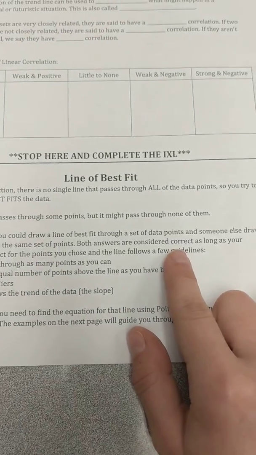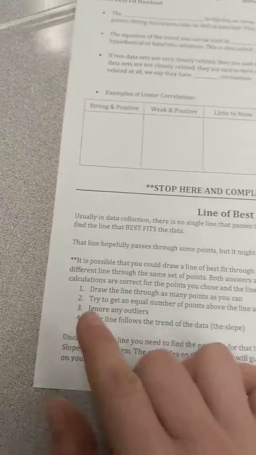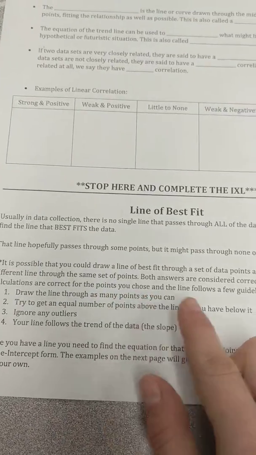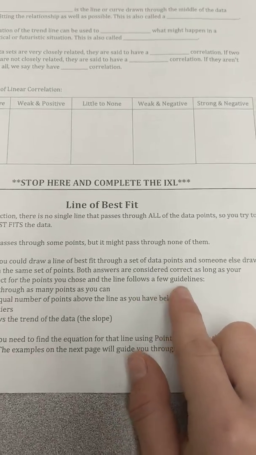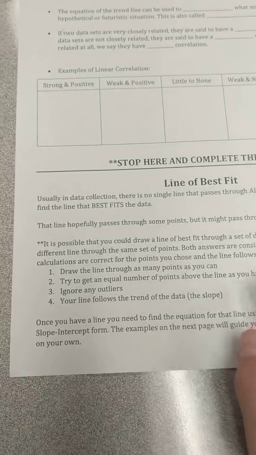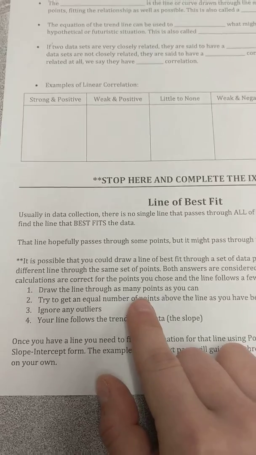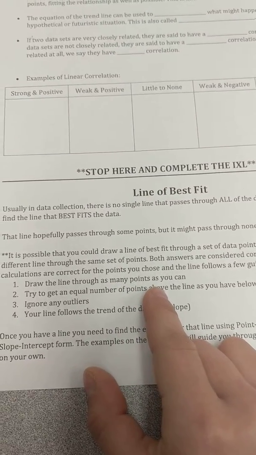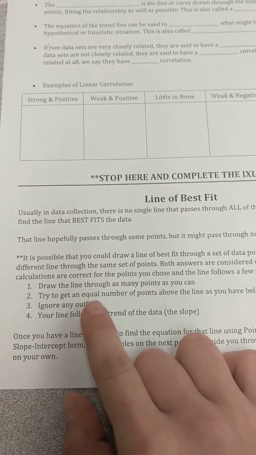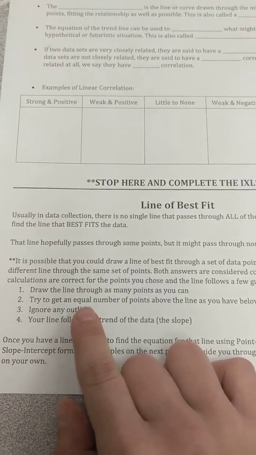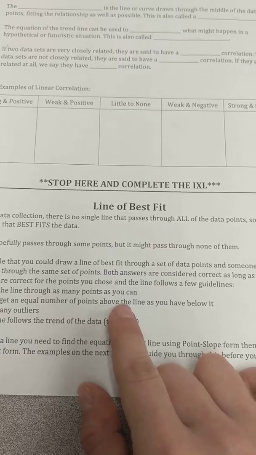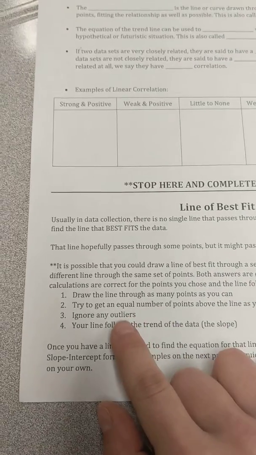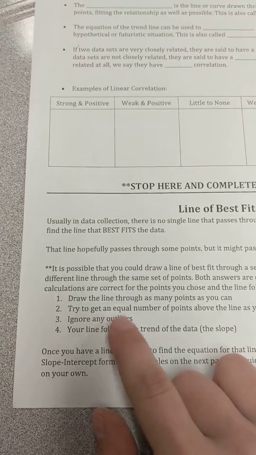Both answers are considered correct as long as your calculations are correct for the points that you choose and the line follows a few guidelines. First, you must draw your line through as many points of your data set as possible. Second, you want to try and get an equal number of data points above your line as you have below your line. Number 3, we're going to ignore any outliers.